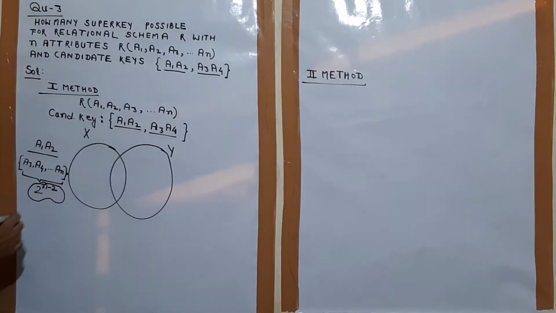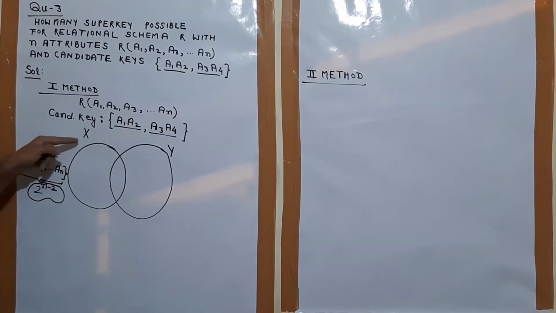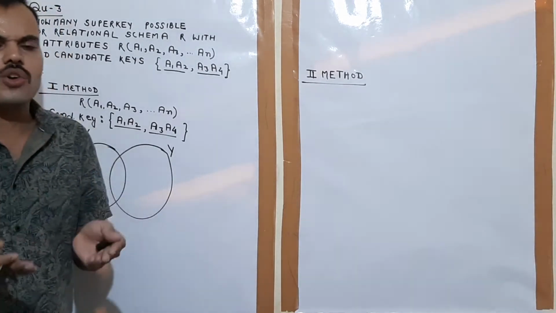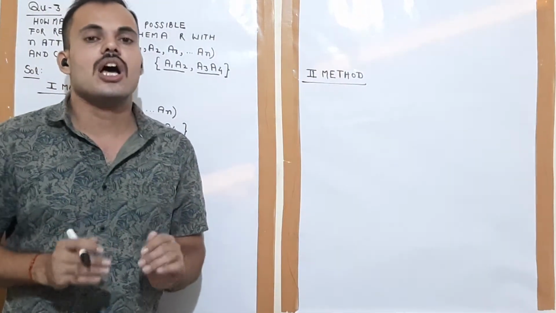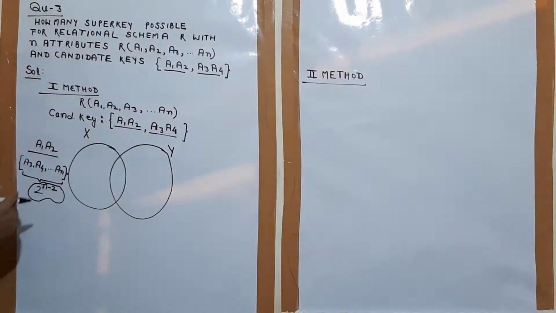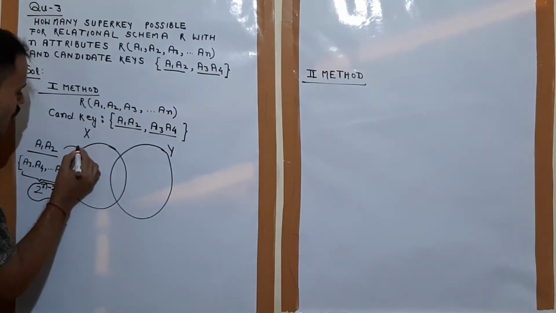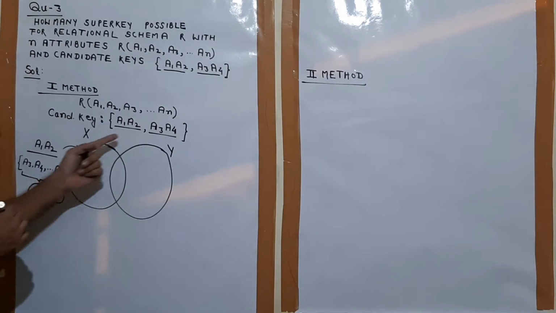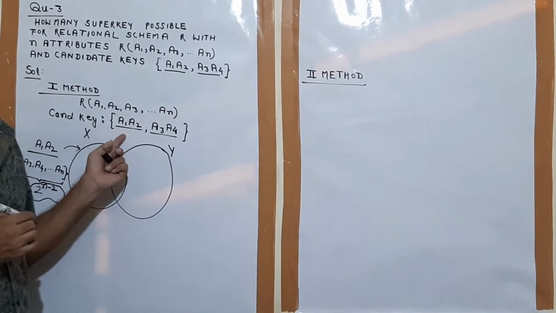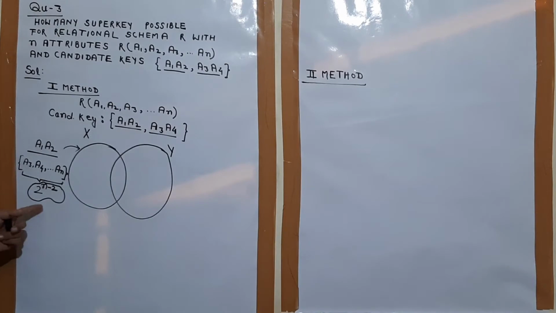See, these many super keys are possible. 2 to the power n minus 2 super keys are possible because of the candidate key A1, A2, and this set X denotes the set of super keys over the candidate key A1, A2. Because of the first candidate key, the number of super keys possible is this.